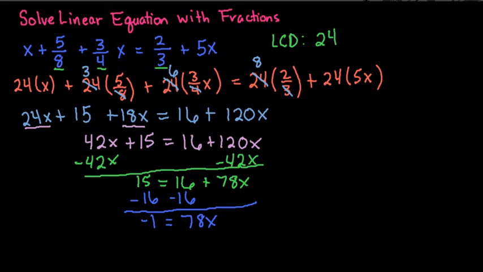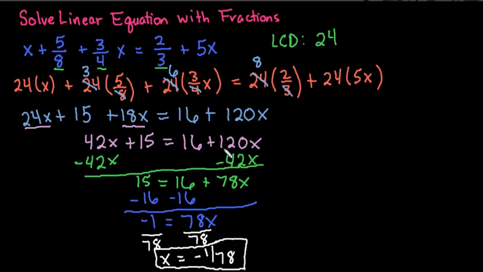And a lot of times, if you have an equation that ends up like this, where you divide by 78, you think you did something wrong. So you end up with x equals -1 over 78. And you get to this point and you think, man, I must have done something wrong because surely that can't be a correct answer.